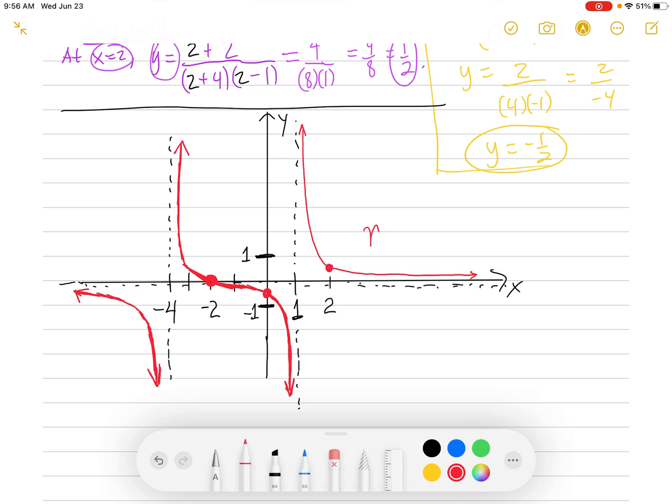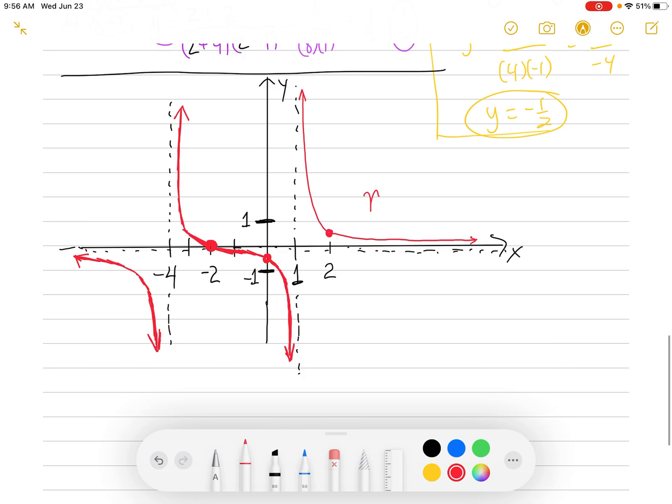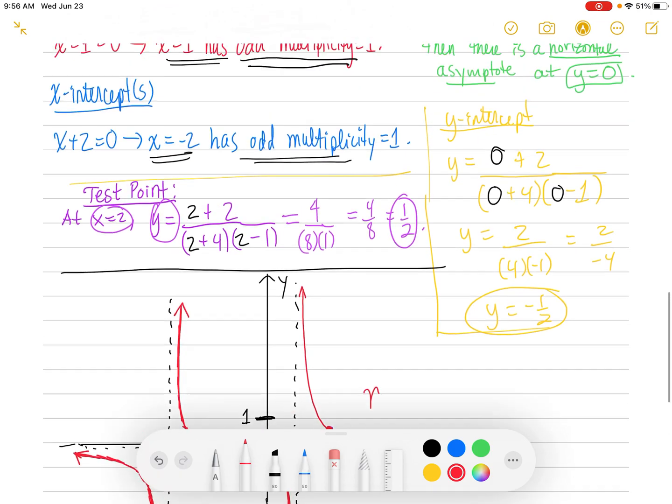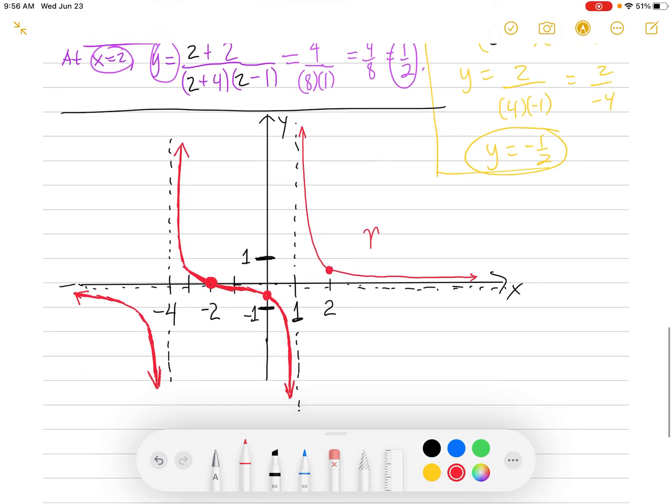We crossed -2. We crossed at -2, right? We crossed the x value at -2, even though there was a horizontal asymptote along the x-axis. Okay? So that's a good introduction.